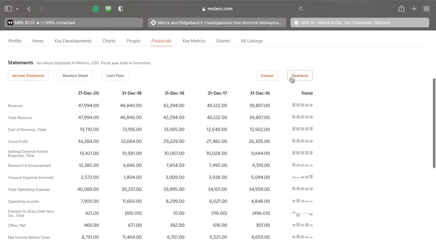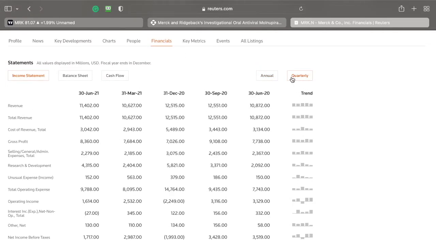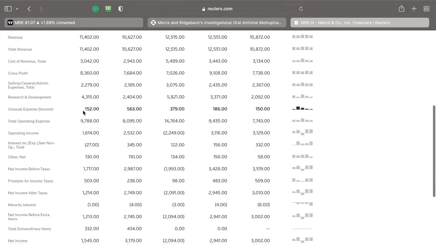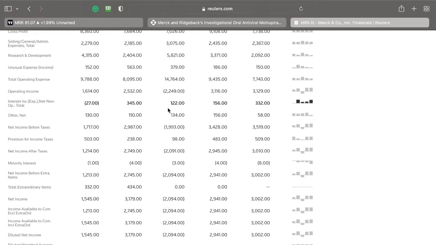Now let's take a look at quarterly results. While quarterly results might fluctuate because of seasonality, quarterly results do provide us with a more up-to-date and recent performance of the company. For Merck's revenue this year, quarterly revenue has been quite steady. So it was $12.5 billion over here, $10.6 billion, and $11.4 billion in the latest reported quarter. Net income is negative $2 billion over here because of the increase in operating expenses in the first quarter of this year. Then net income was $3.1 billion in the next quarter, and in the latest reported quarter, net income was $1.5 billion. So that's a quick overview of some of Merck's fundamentals.